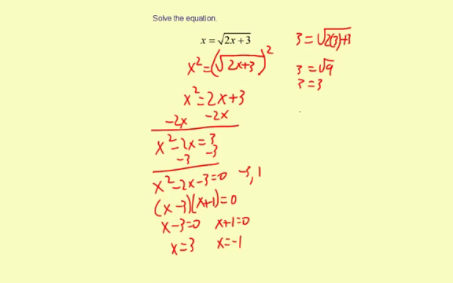Now we'll check negative 1. Negative 1 equals the square root of 2 times negative 1 and then plus 3. So 2 times negative 1 is negative 2, and then negative 2 plus 3 is 1, so it's going to be the square root of 1. So negative 1 equals 1. That is not true. So x equals negative 1 doesn't work.